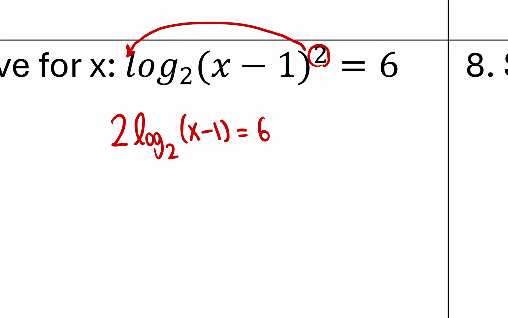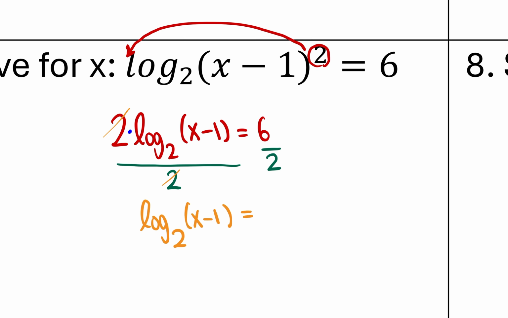From there, we will then isolate for the logarithm. We notice that if we ever have a number next to a log expression, it is multiplication. So we do the opposite. We divide both sides by 2. This will leave me with the following on the left-hand side. The 2's cancel out. I'm left with log base 2 of x minus 1 is equal to 6 divided by 2 will give me 3.